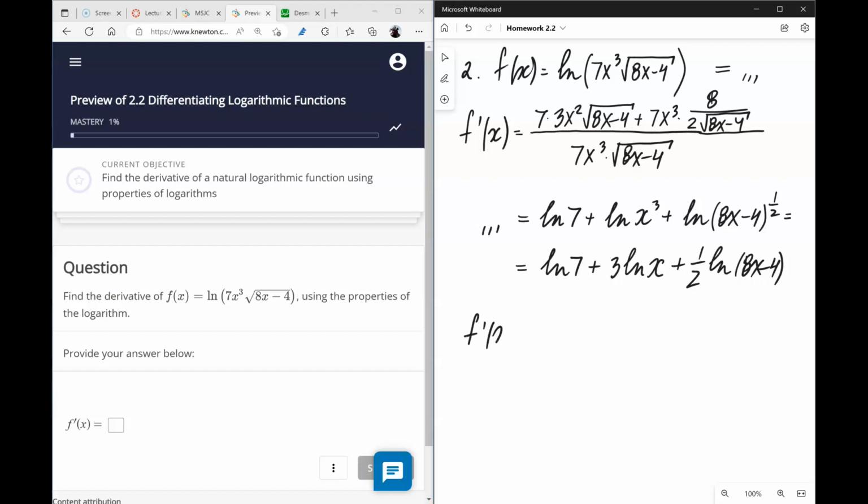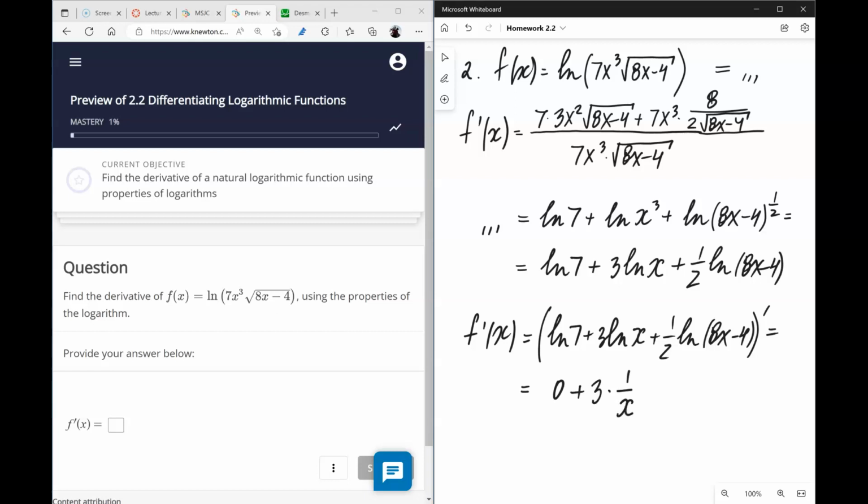So the derivative of this function is simply the derivative of this sum. But this sum is much easier to differentiate than the original function. So derivative of ln 7 is 0 because it's a constant. Derivative of 3 ln x is 3 times 1 over x. And derivative of 1/2 ln of 8x minus 4 is 1/2 times 1 over 8x minus 4 times the derivative of 8x minus 4, which is 8. And we're done. This is the answer.